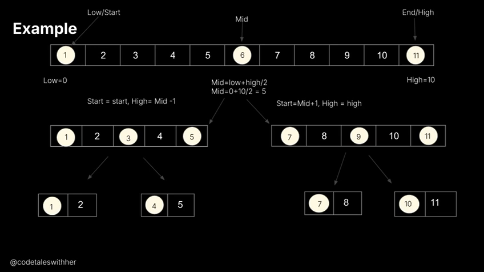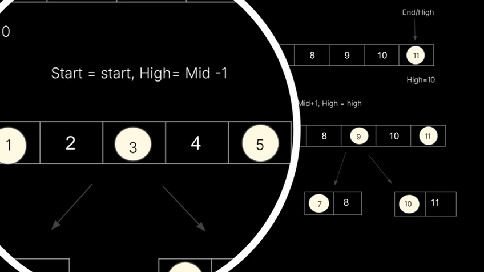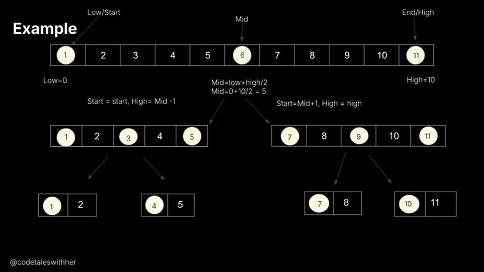Now, we need to check our target value with midpoint. Suppose our target value is 6 and midpoint value is 6, means we are done. The element is found, and we'll return the index. Otherwise, we will check if the target is less or greater than the mid. We will check left if the target is less than mid, and we will check right if the target is greater than mid.